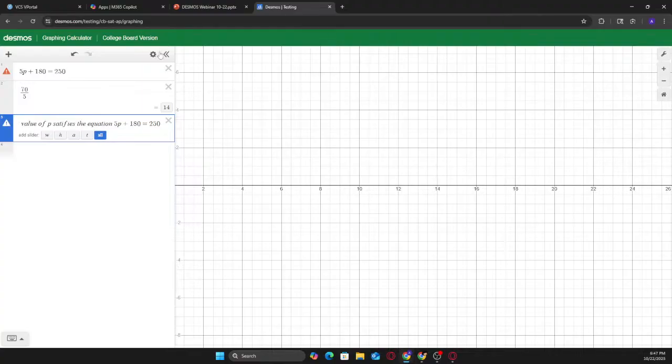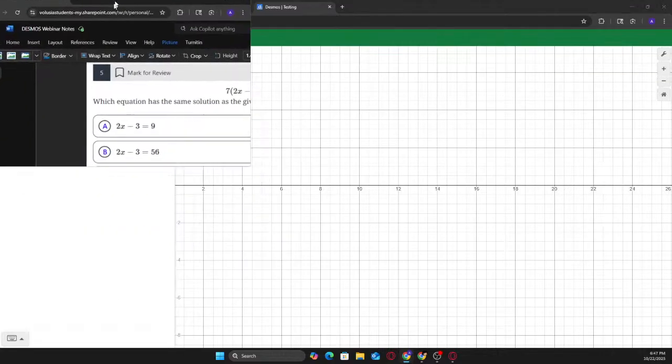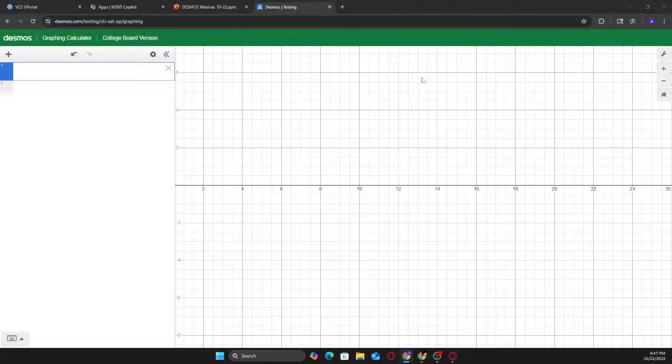Now there's another way to use Desmos, and that's to compare answers. So let's say we come across this question right here. We need to see which equation has the same solution as the given equation. So we have 7(2x minus 3) equals 63. We can just type that in right now. So we have this solution right here.